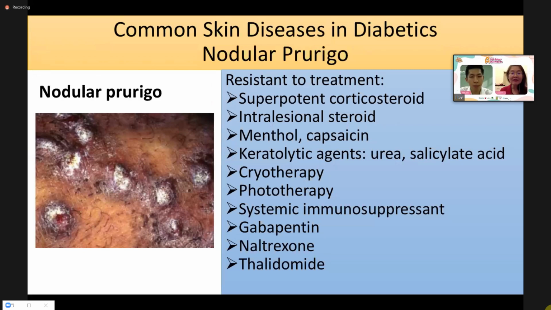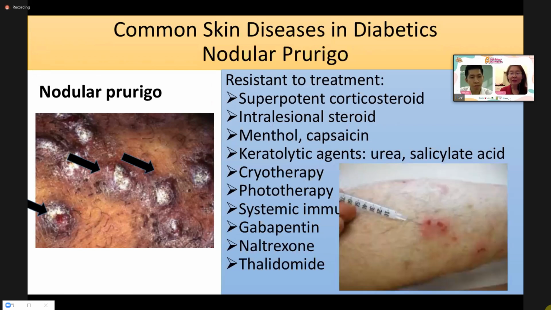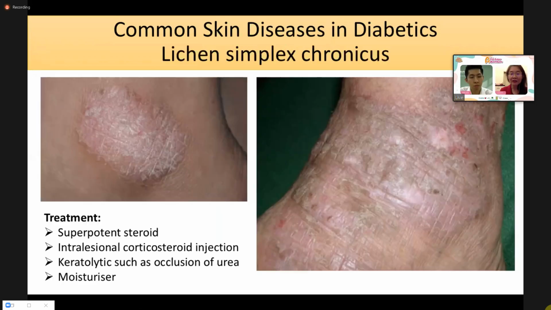And there's another option, which we call intralesional steroid injection. We do small injections into the skin to shrink this area and relieve the itch.